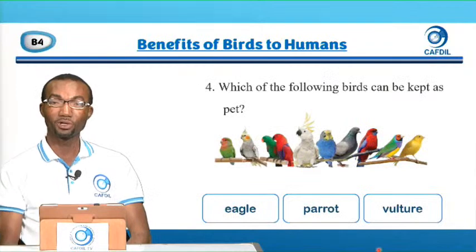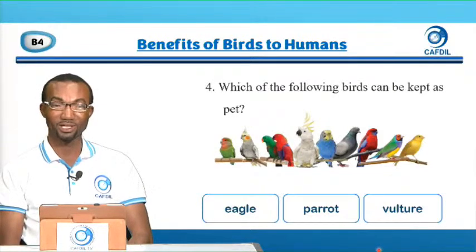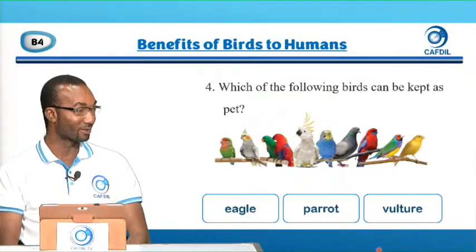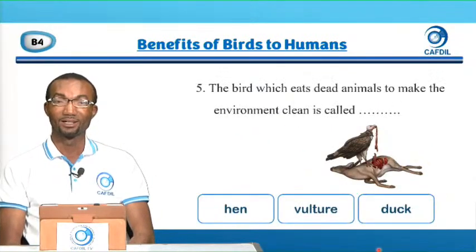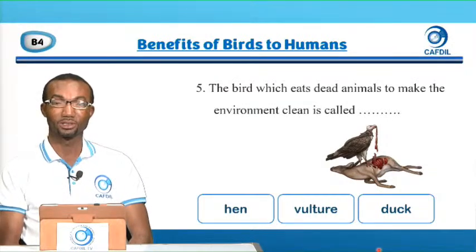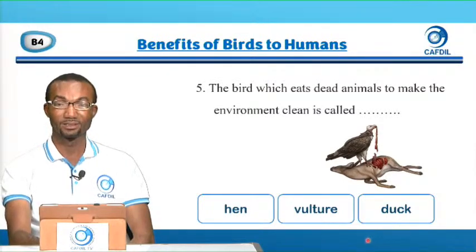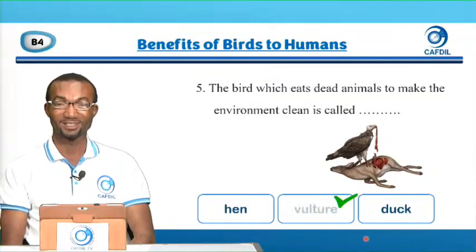Four: Which of the following birds can be kept as pets? Eagle, parrot, or vulture. Great. The answer is parrot. And last: The bird which eats dead animals to make the environment clean is called a hen, a vulture, or a duck. Good. The answer is vulture. You have all done well.